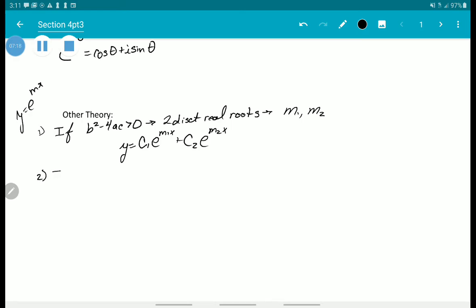In that second case, where we ended up with that double root, and that happened because that discriminant is equal to 0.